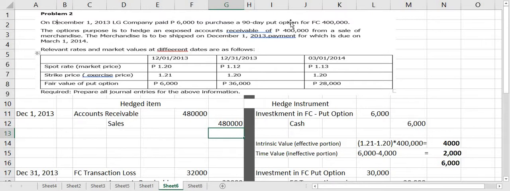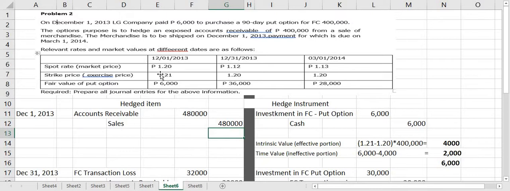Ayan. So when you say put option, it is an option to sell a certain amount of foreign currency. Hini-hedge niya dito yung exposure ng ating asset, which is the accounts receivable, sa changes in the foreign currency exchange rates. Ito yung kanyang mga exchange rates, spot rate and strike price or the exercise price during these dates. Ayan. So this should be 1.20, 1.20, 1.20. This is the exercise price.